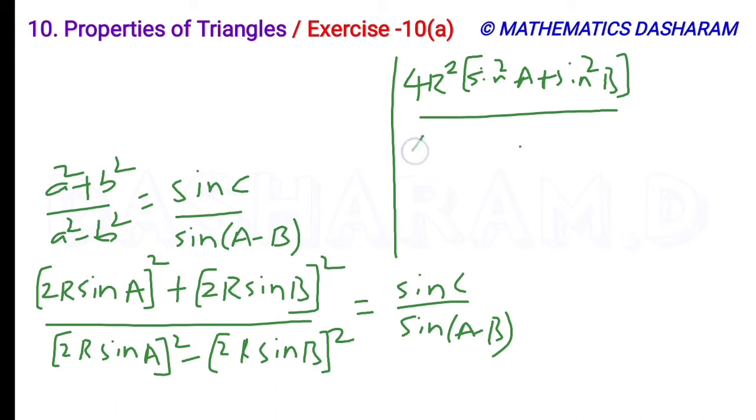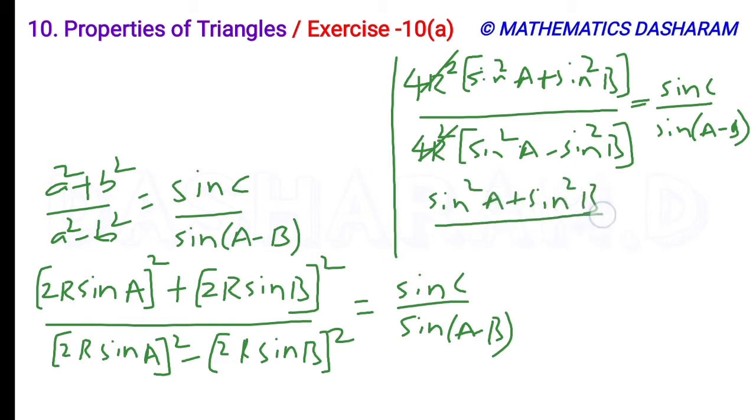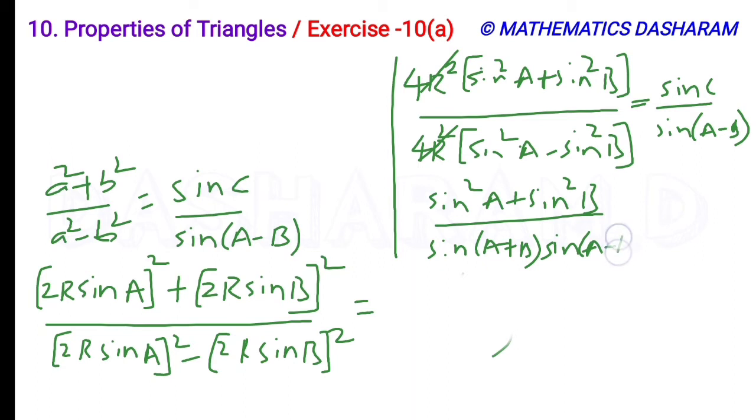And similarly in the denominator 4R² is common. So sin²A − sin²B, equals sin C divided by sin(A − B). 4R² cancels. So (sin²A + sin²B) divided by sin²A − sin²B, whose formula is sin(A + B) into sin(A − B), equals sin C divided by sin(A − B).